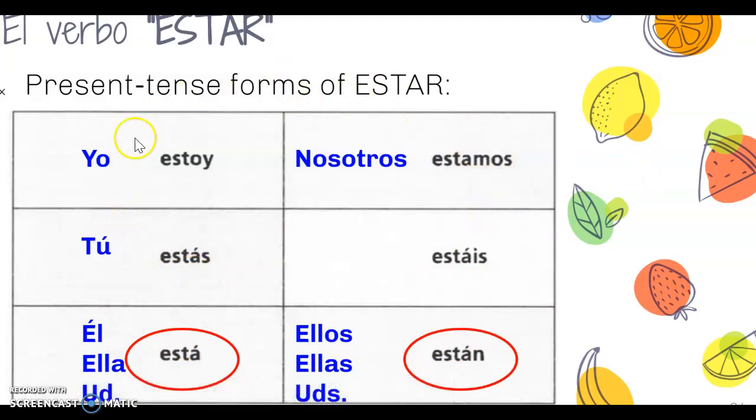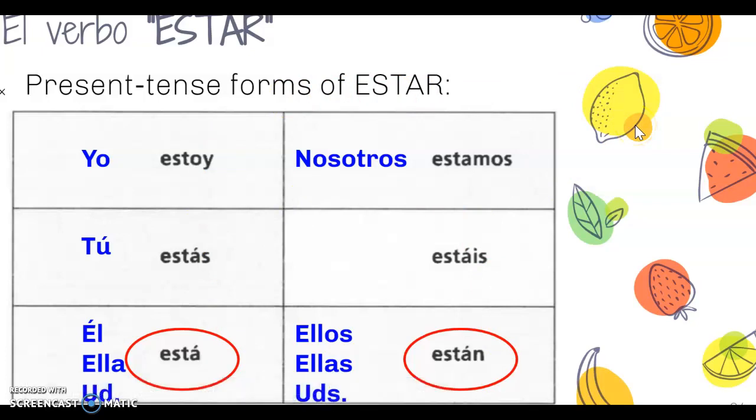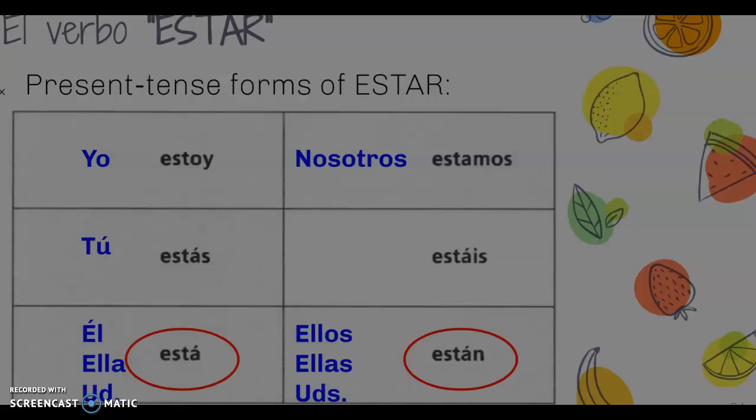Otherwise, the other forms of estar only really describe people. Remember, third person singular, third person plural is what you use to describe non-people nouns, if that makes sense. Okay, so just like describing family members with ser, you use es or son. Okay, you wouldn't use soy or somos, for example.